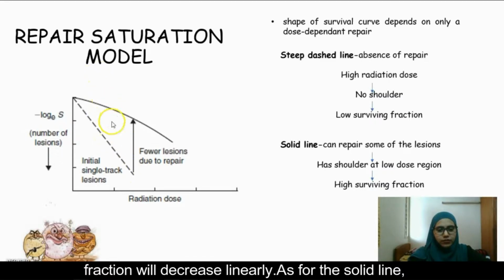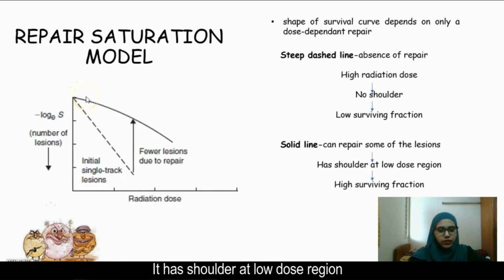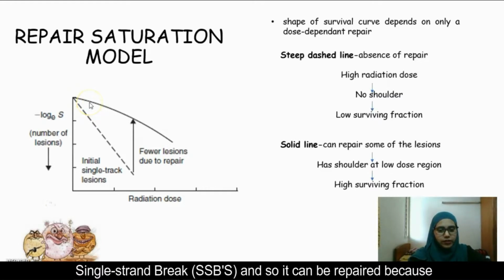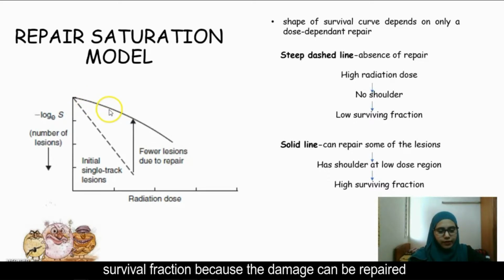As for the solid line, it can repair some of the lesions because of the low LET radiation. It has a shoulder at the low dose region. This shoulder reflects the sublethal damage. It can cause a single strand break, which can be repaired. That's why the low dose region has a high surviving fraction, because it can be repaired.